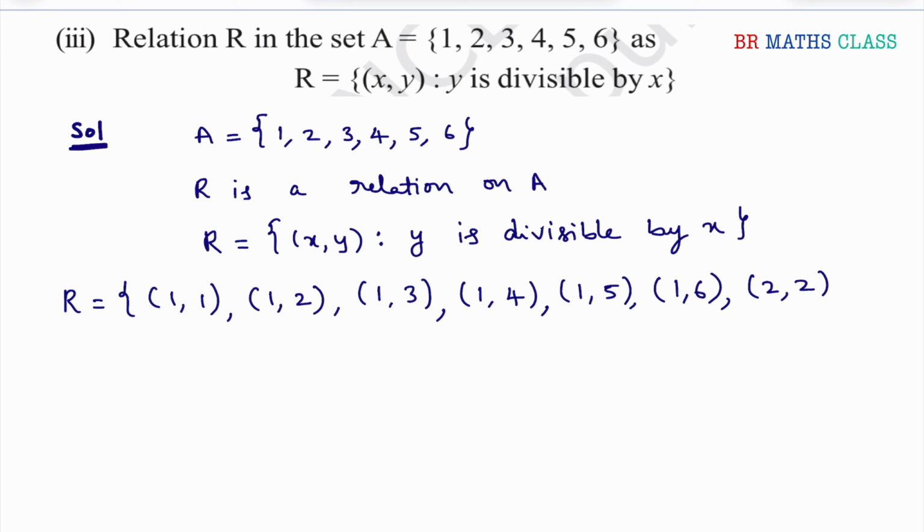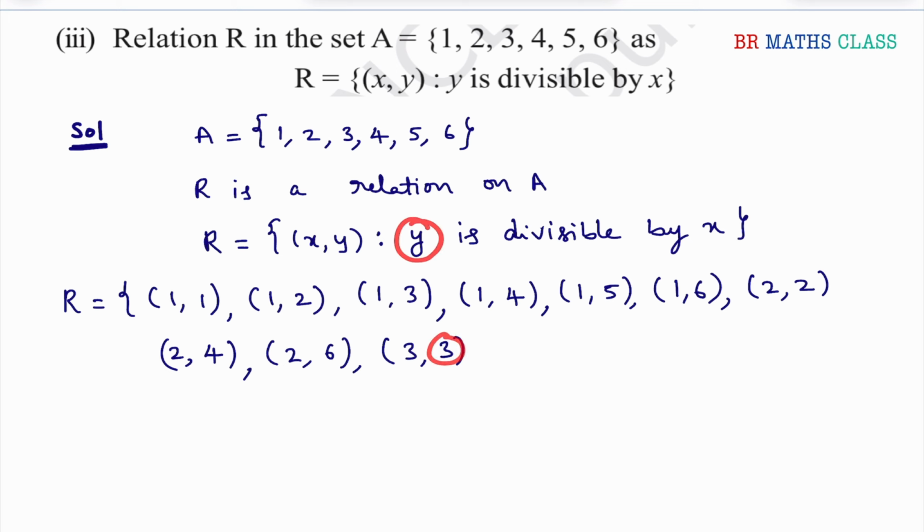2 comma 3 does not belong to this relation, because when we check for 2 comma 3, look here, 3 is not divisible by 2, because 3 is an odd number. Next, after 2 comma 3, 2 comma 4: is 4 divisible by 2? Yes, 4 is divisible by 2. Next, 2 comma 4 is over. Next, 2 comma 5: is 5 divisible by 2? No. Next, 2 comma 6. I hope you are understanding. 3 comma 1, no. 3 comma 2, no. 3 comma 3, yes.